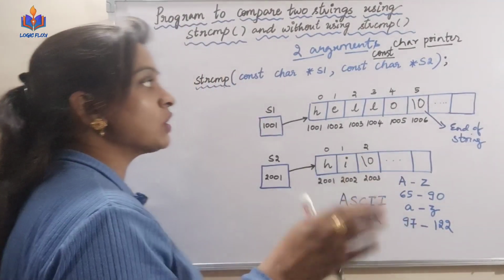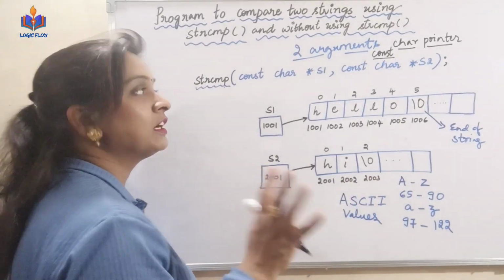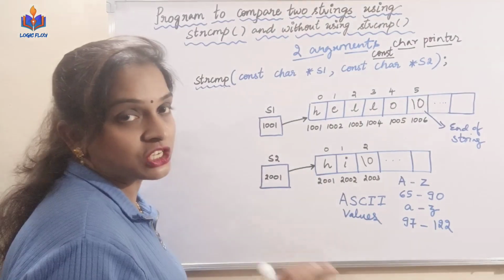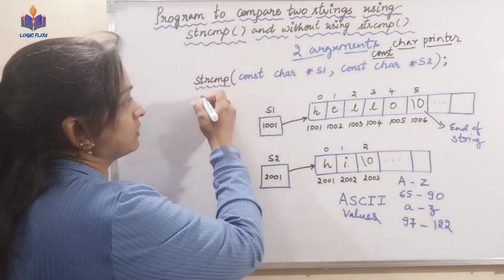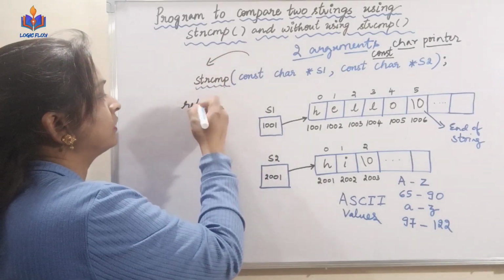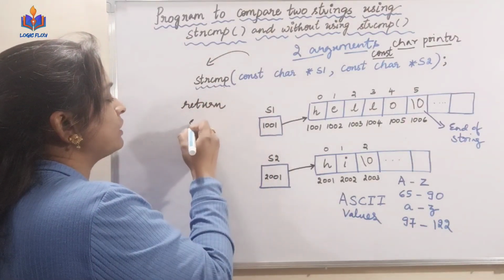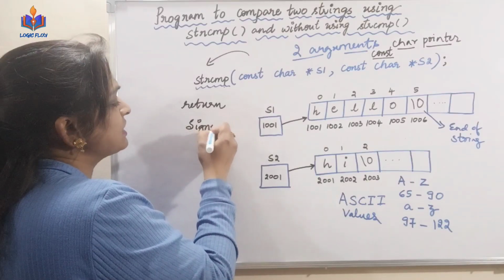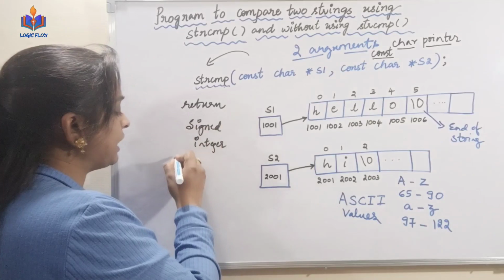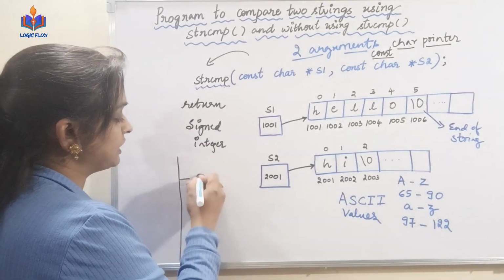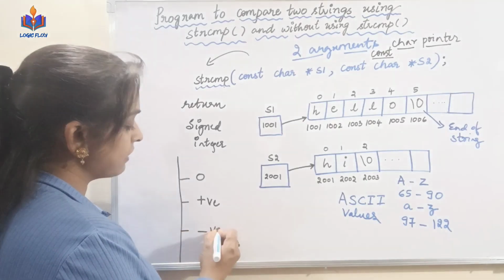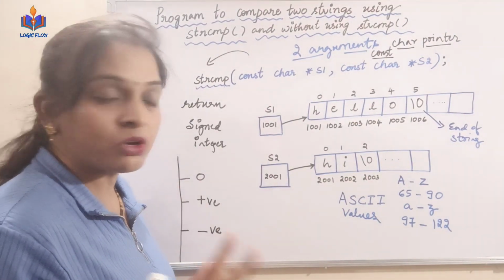So when the strings are same, it is going to return some value, and that is the signed integer value. So this function takes 2 arguments and it is going to return what type of value? Signed integer. Why the signed integer? Let me tell you that. It is going to return 3 values: 0, positive value and negative value.